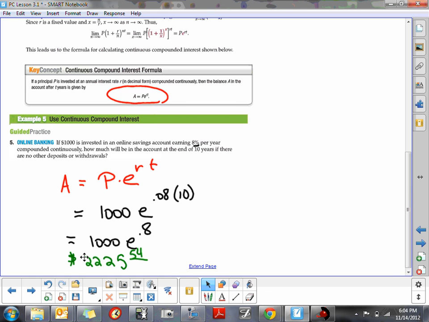Again, you see some growth, but the growth is starting to slow down. This is using the continuously compounded interest formula. If you continuously compound your interest, this is the one you go to. Otherwise, you use your compound interest formula based on the number of compounding periods.